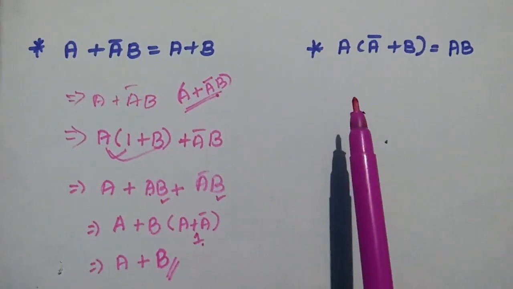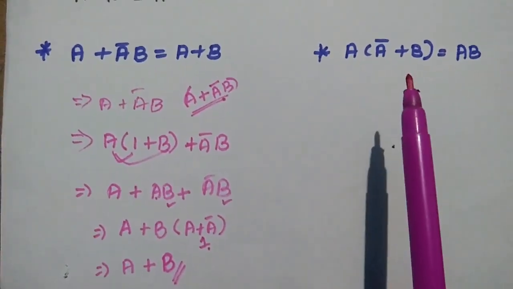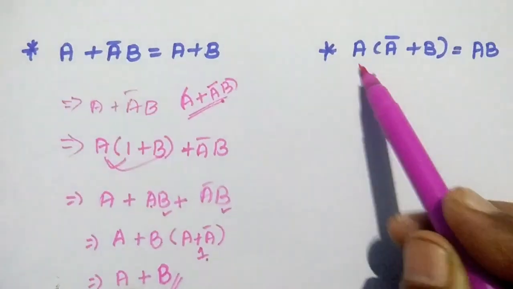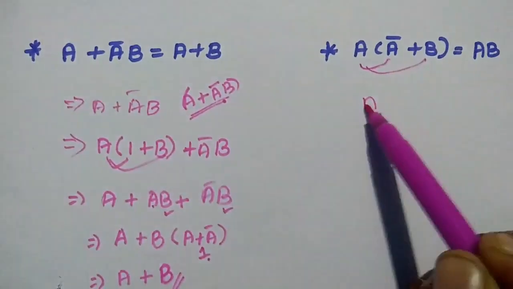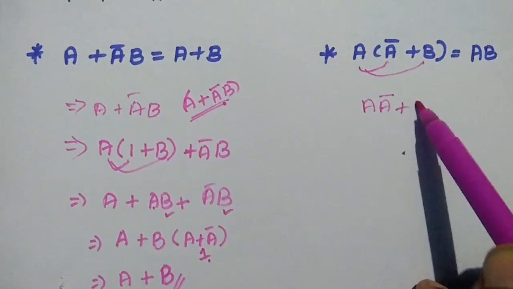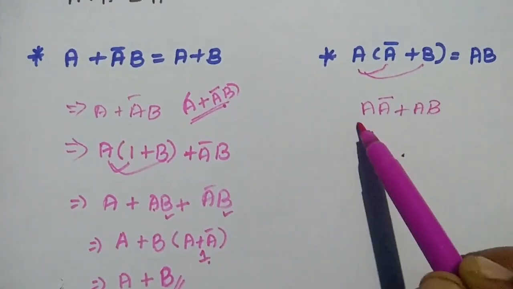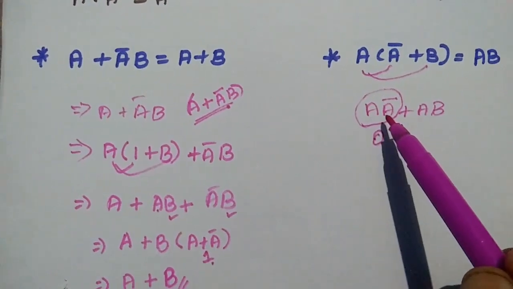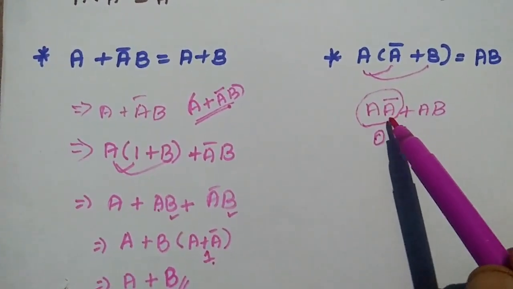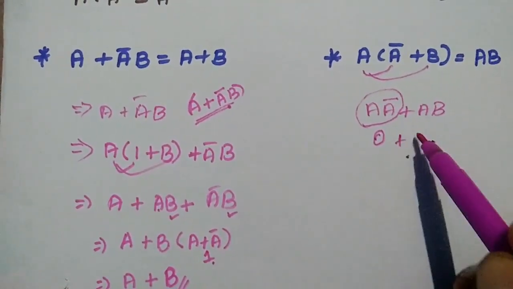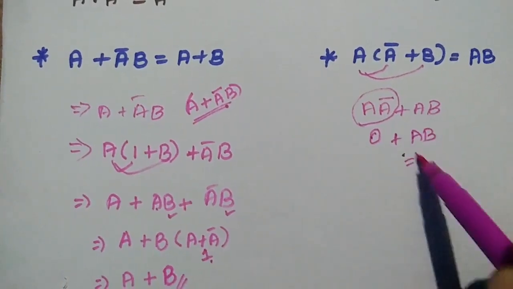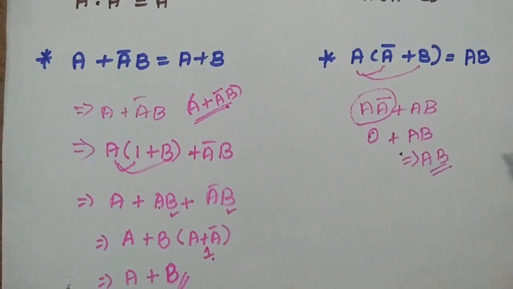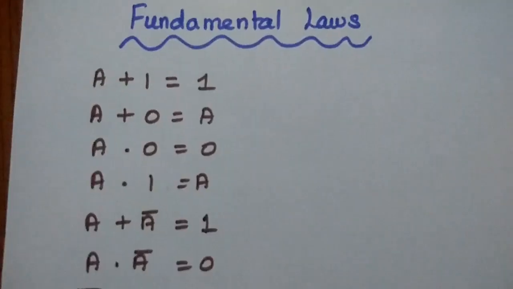The next expression is a into a bar plus b is equal to ab. So it is very simple. We can multiply inside this. So we can get a into a bar plus a into b. A into a bar is always 0. Any value multiplied with its complement is always 0. So 0 plus ab, the answer is ab itself. Okay. So we have proved the given law.